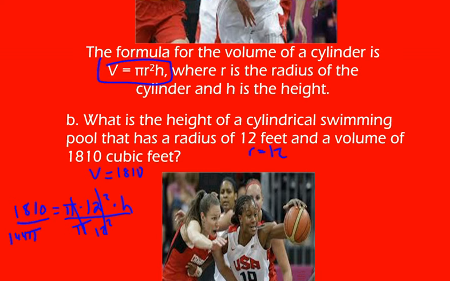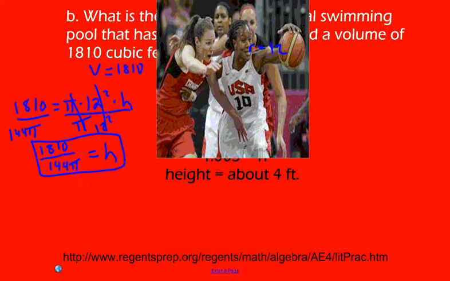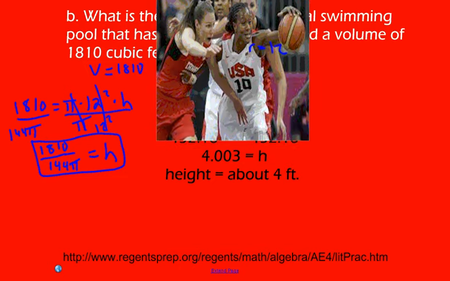So h is going to be equal to, since I don't have my calculator right now, I'm just going to leave it as 1810 over 144 pi. But I would actually prefer if you took your calculator and figured out what that was equal to. Let's just recap here. It ends up being about 4 feet. Make sure you have feet on there. So that's working with literal equations and formulas to solve for the missing piece.